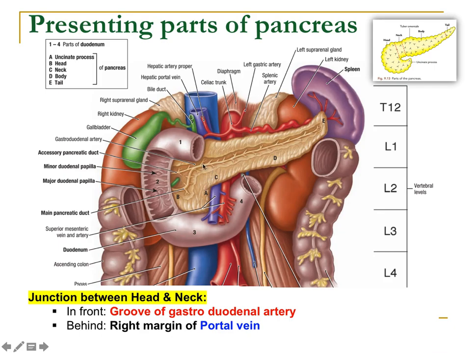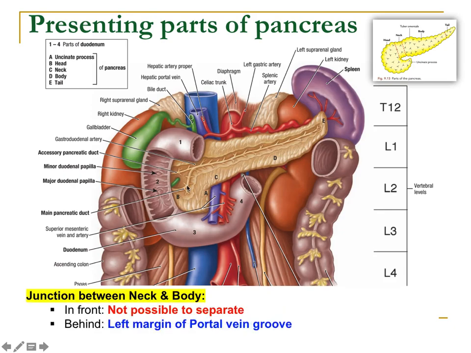Okay, and behind, if you see behind, you can find the portal vein. This one is the right margin of the portal vein. This one is the left margin of the portal vein. So behind, up to this right margin of the portal vein, this whole area is considered to be the head of the pancreas.